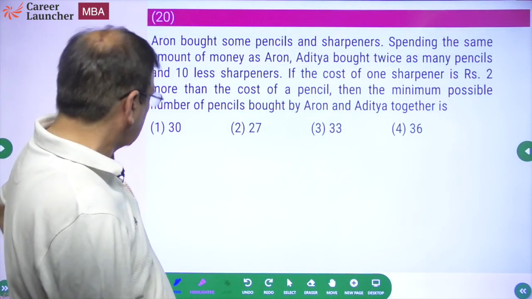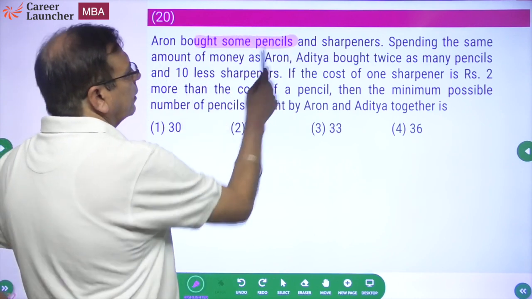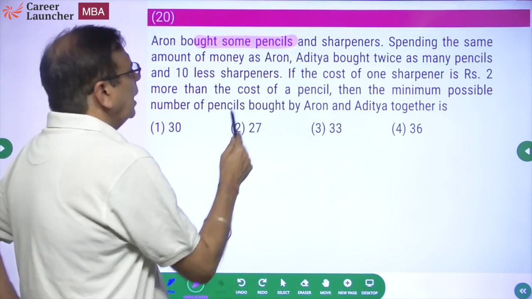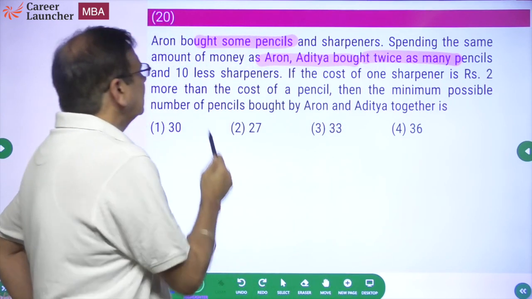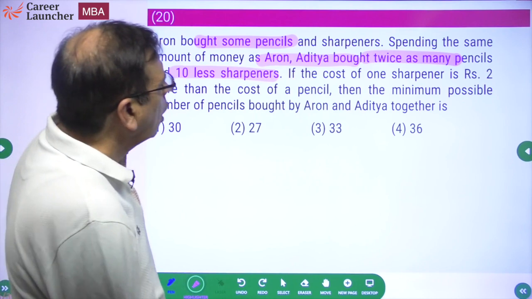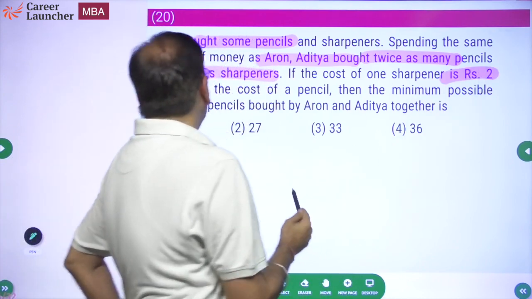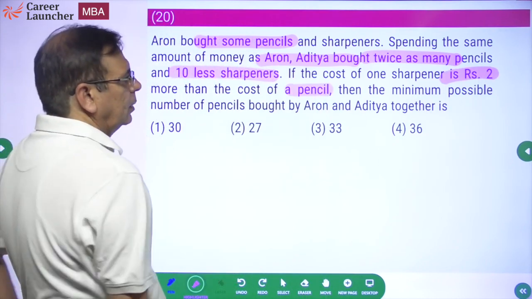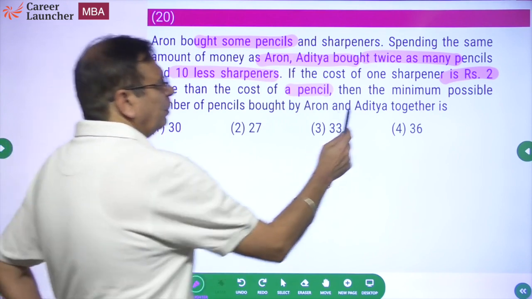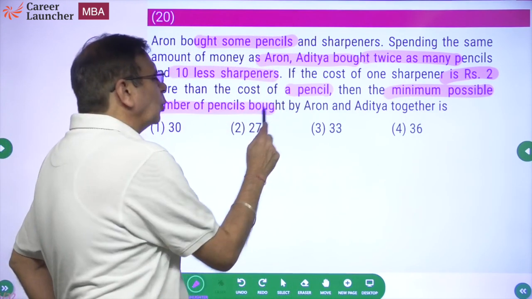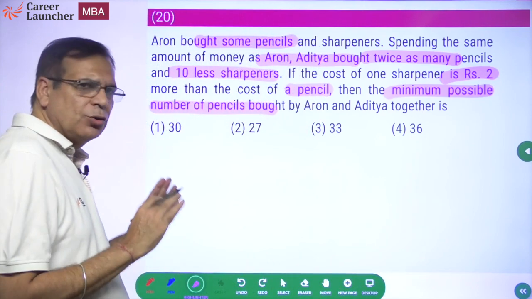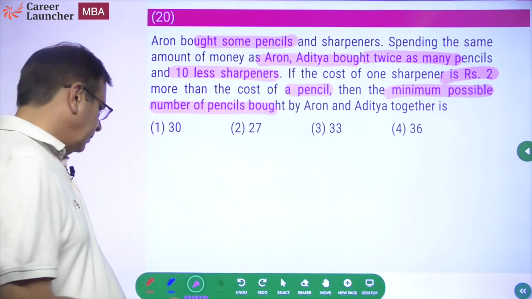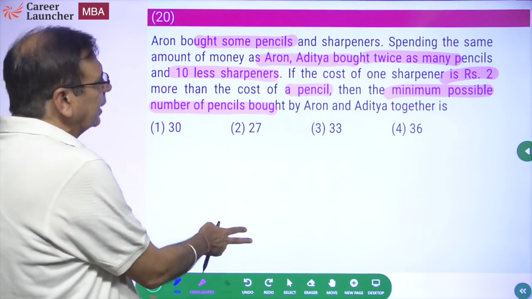Aaron bought some pencils and sharpeners. Spending the same amount of money as Aaron, Aditya bought twice as many pencils and 10 less sharpeners. Cost of one sharpener is rupees 2 more than the cost of pencil. What is the minimum possible number? We know minimum possible number of pencils, round 2. फुर्सत में देखेंगे. I can't think of a shortcut or a jugaad method for this, so I will leave the question. We'll come back to this later if we have time.